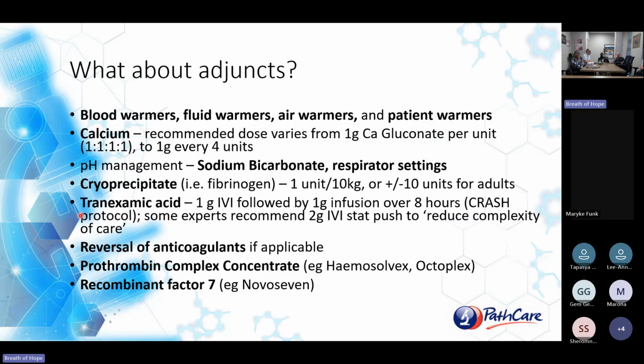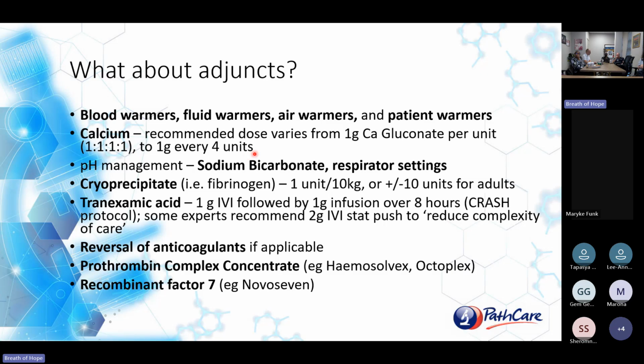Right. And then adjuncts with massive transfusion: you need to warm the blood. You want to avoid the patient being hypothermic, so warm your fluids, warm your air, keep the patient warm, and then give calcium. The recommended dose of calcium varies. You can give 1 gram of calcium per red cell unit, the so-called 1-1-1-1 ratio. So every time you give a red cell unit, give 1 gram of calcium, and other units will give 1 gram for every 4 units, so basically every round of massive transfusion.